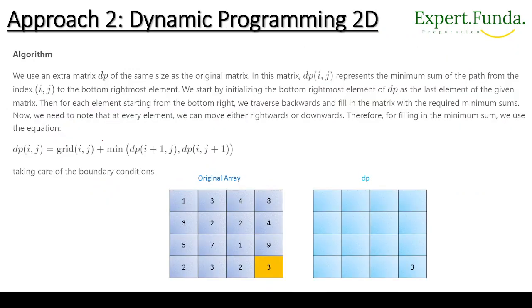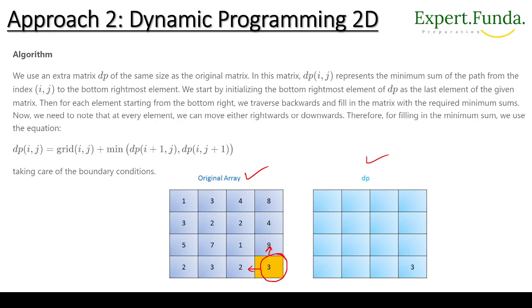Now, coming back to DP, dynamic programming. We can use an extra DP array of the same size as the original array. As you can see here, this is your original array and this is your DP. Currently, as you can see, we have three here, and either we will go to the upside or this left side. Two ways we have to go. So which one is minimum?